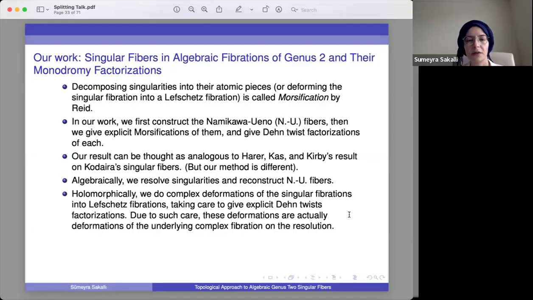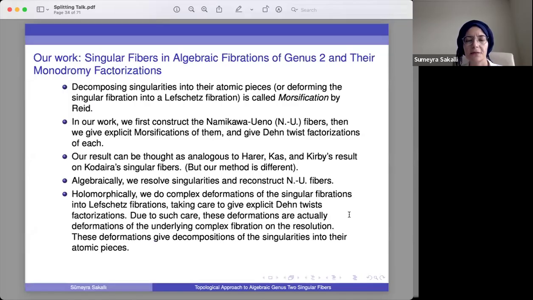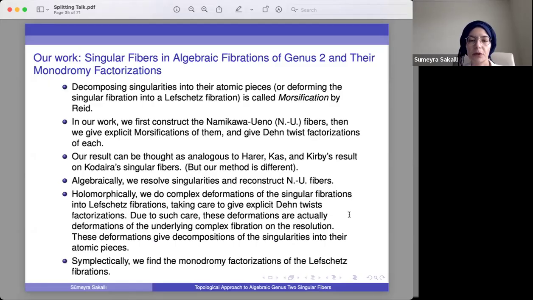We resolve the singularity and we look at the resolution space, and we are actually giving complex deformation of those. These deformations give the decompositions of the singularities into their atomic pieces. So we obtain nodal type singularities out of one complex compound singularity. We perturb that in a careful way so that out of one complex singularity we have simpler atomic pieces. And then symplectically we find the monodromy factorizations of these resulting Lefschetz fibrations. So this is a brief summary here.